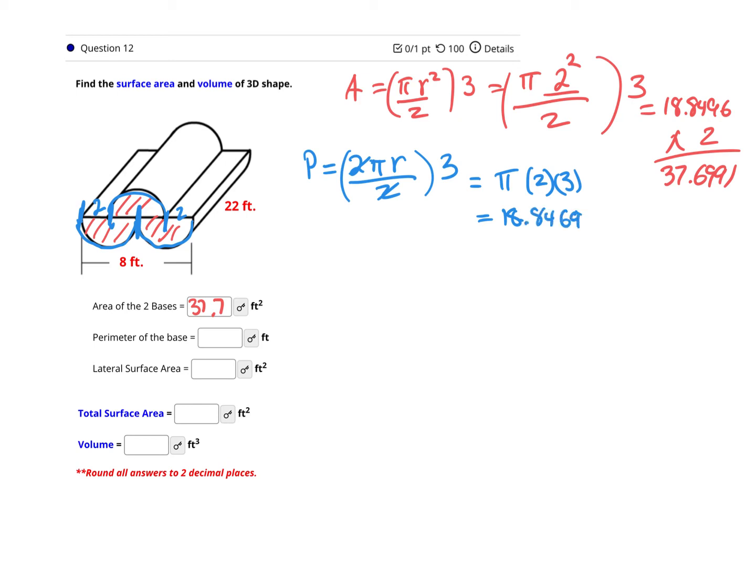18.8496. That's going to give me that. Now, that was just a coincidence, I think, for this, that those are the same, but maybe not. Anyway, so that's going to be the curved part.